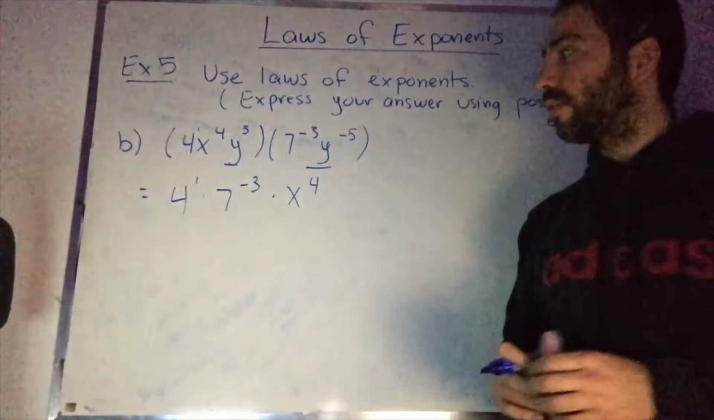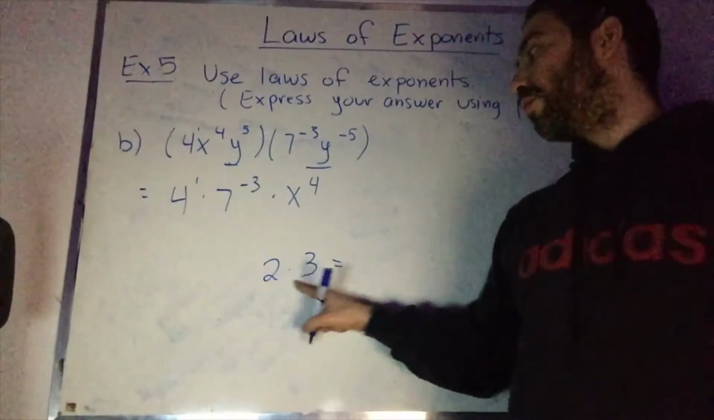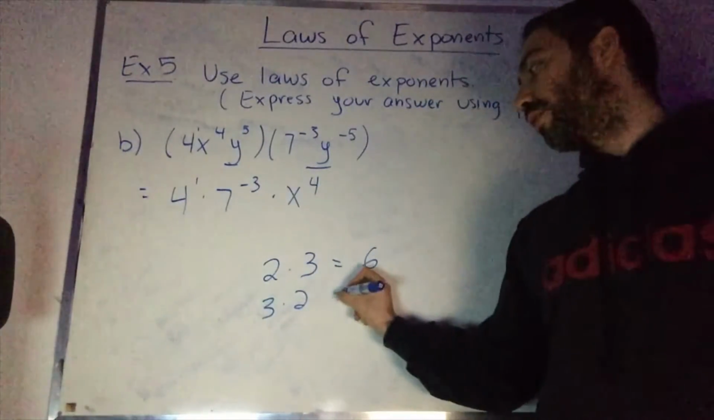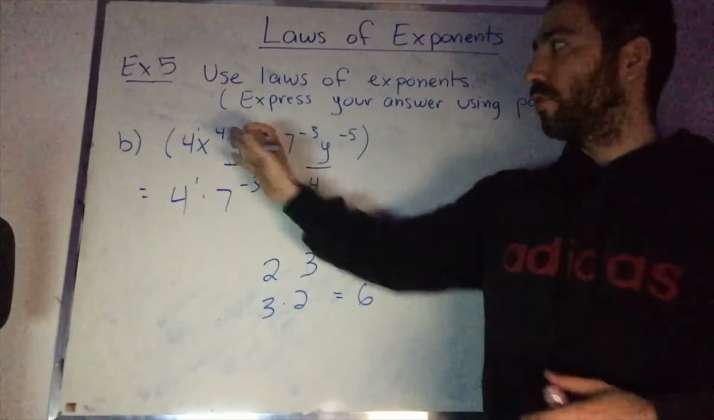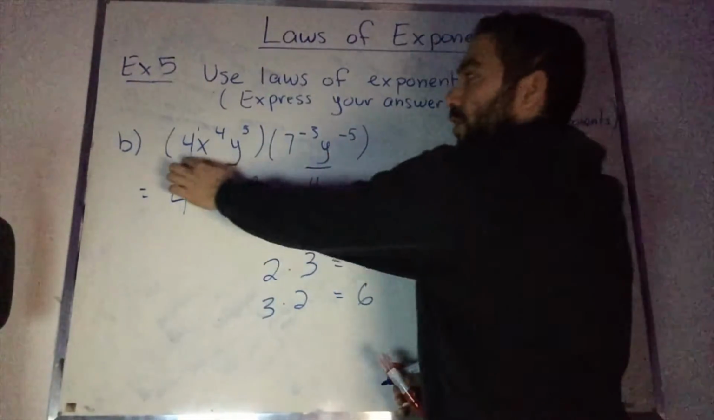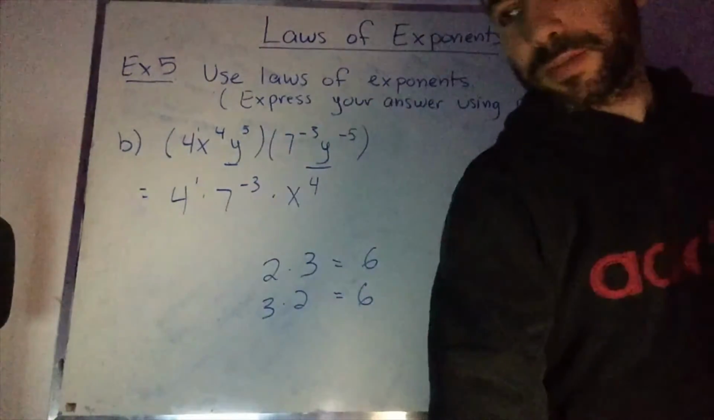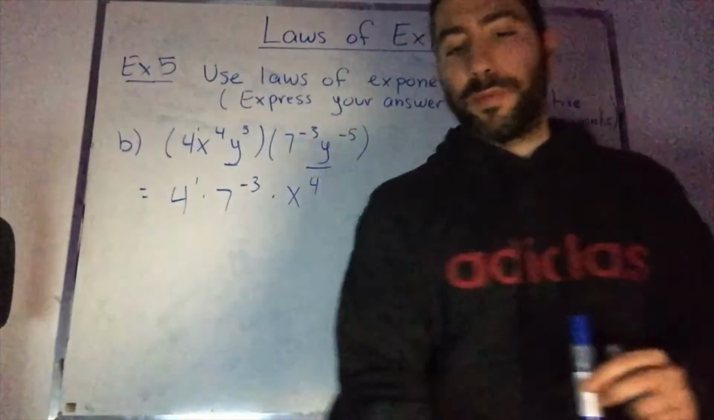Why am I allowed to do that? Well, when you multiply, does it matter the order in which you multiply? Like 2 times 3 is 6. What if I do 3 times 2? If I reverse the order of the multiplication, my answer stays the same. So you're allowed to do that. Whenever everything's multiplying each other, it doesn't matter the order in which you multiply. The answers remain the same. Okay, so that's why I'm allowed to take the 7 to the negative 3 and move him to the front.